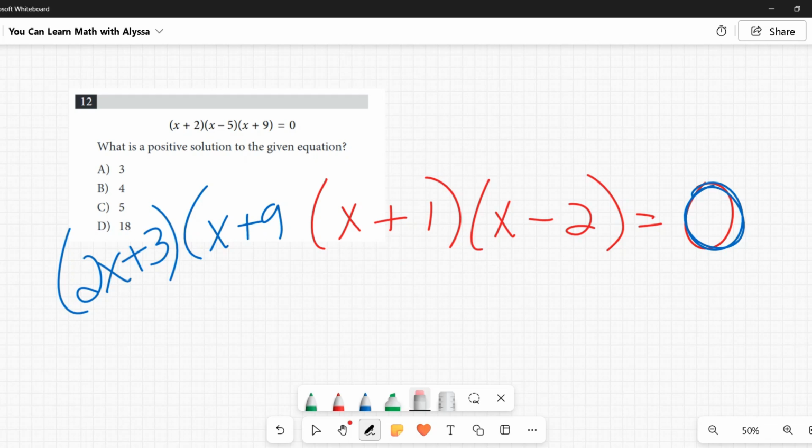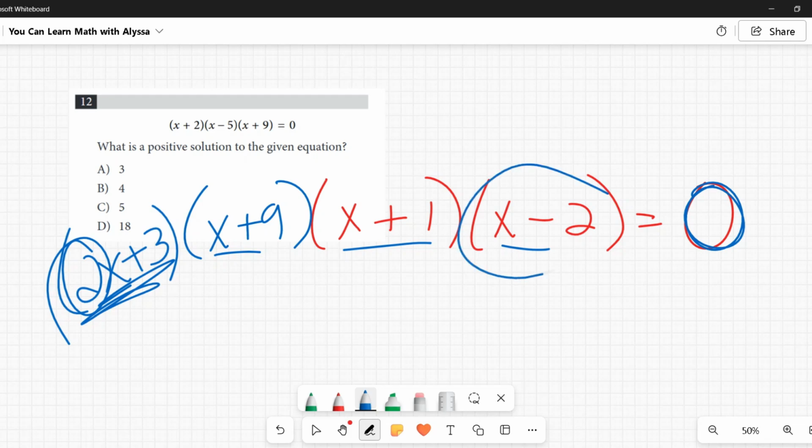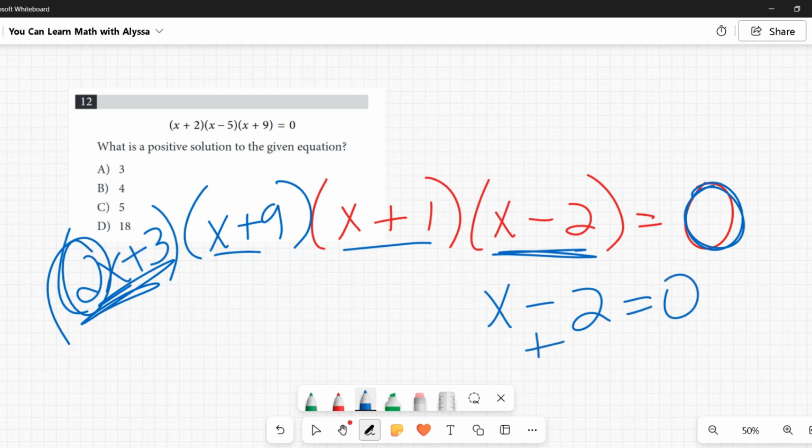Now, anytime you have one of these, especially if it's just an x plus or minus a number, not one with a coefficient in front of the x, if you do this enough, you start to realize, okay, my answer is the opposite of it. What do I mean by that? If x minus 2 equals 0, I add 2 to both sides to solve for x. x is positive 2. It's the opposite of that.